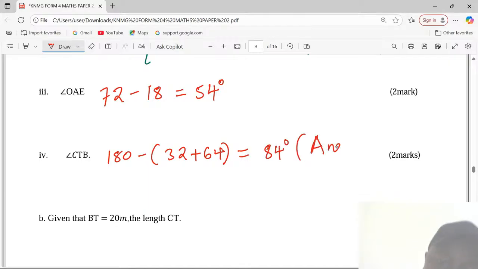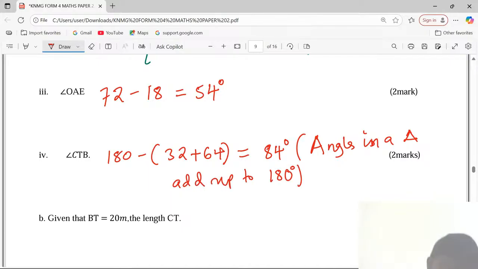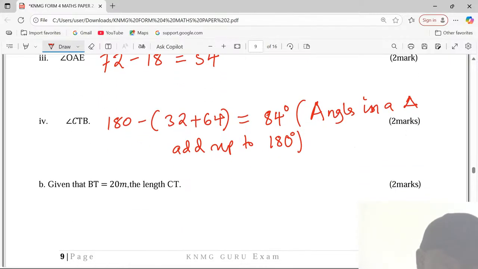Angles in a triangle add up to 180. Angles in a triangle add up to 180. That is what we have used.